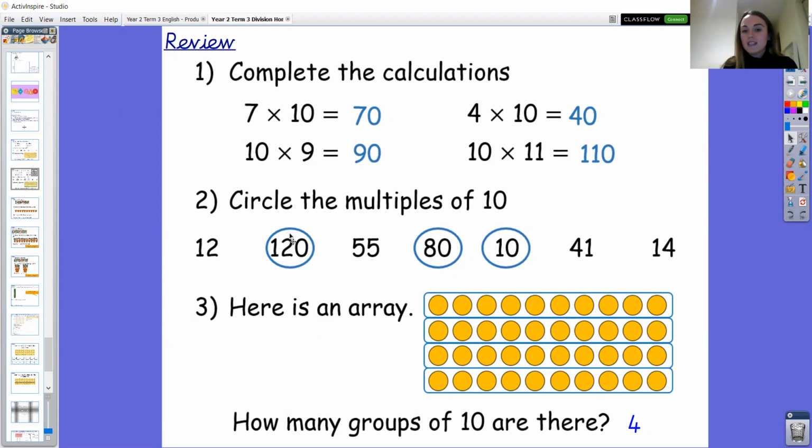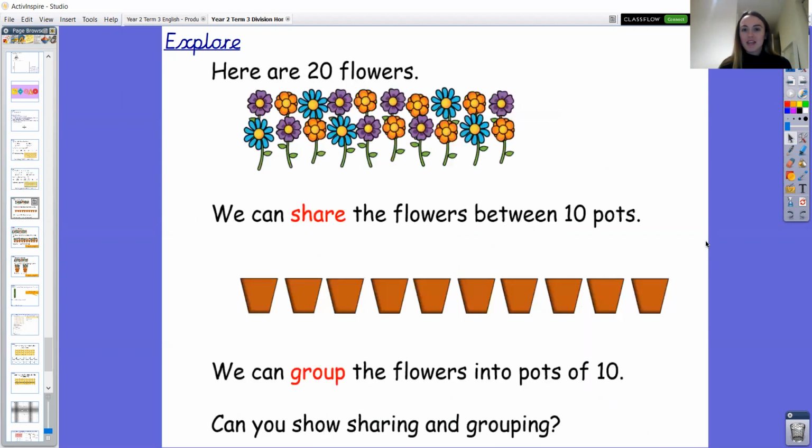Okay, so number 2, circle the multiples of 10. So we have 120, 80, and 10. And number 3, when looking at the array, as you can see, there are 4 rows. So going across, there are 4 rows of 10. So there are 4 equal groups of 10. Well done, Year 2. Okay, let's move on to the explore phase.